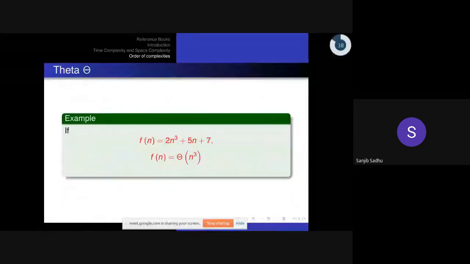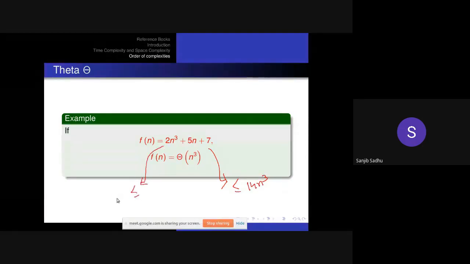Here you can show that 2n cube plus 5n plus c is less than or equal to 14 n cube and greater than or equal to n cube, and it is true for n greater than or equal to 1. So this is less than or equal to 14 n cube, and this is greater than or equal to n cube for all values of n greater than or equal to 1. So this is theta of n cube.